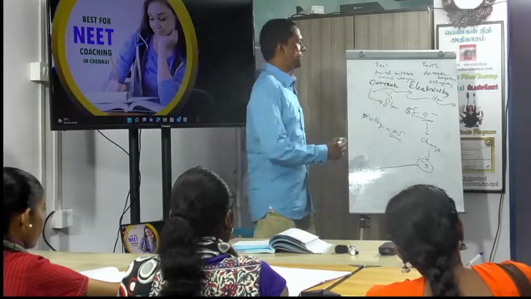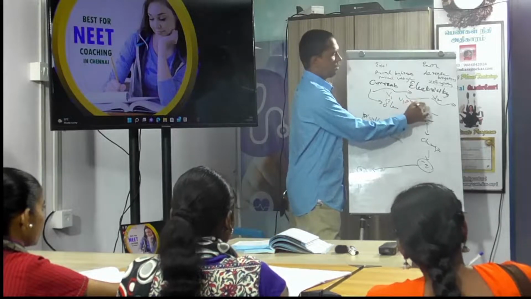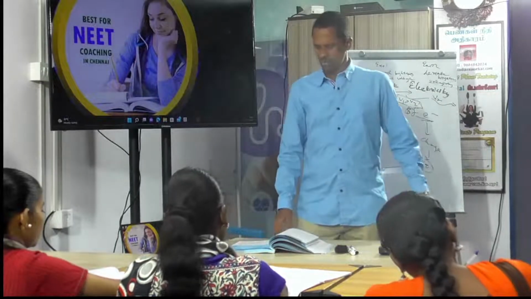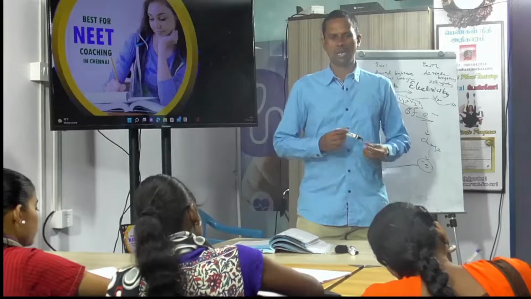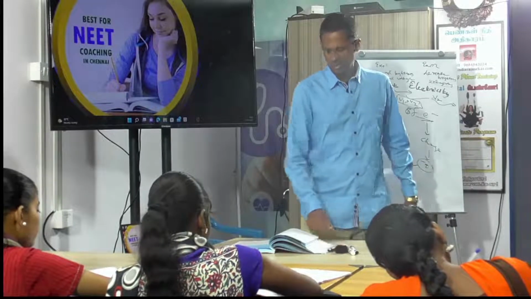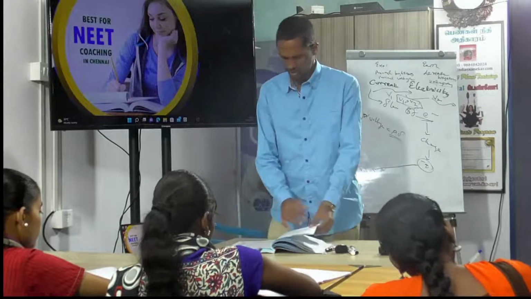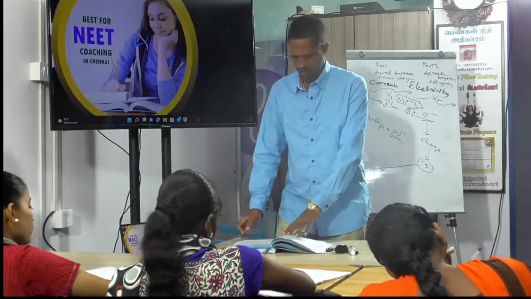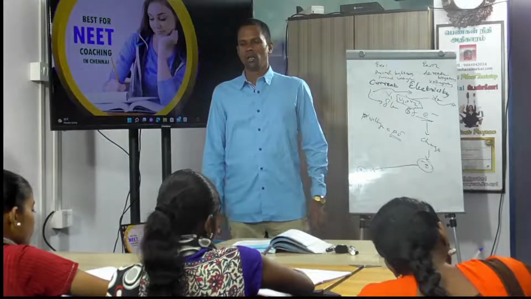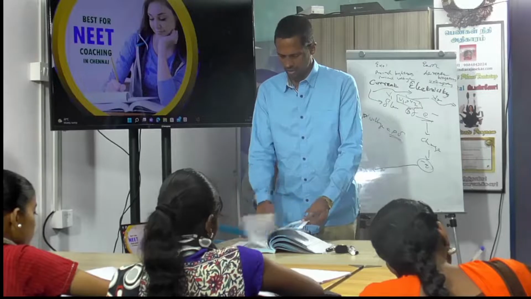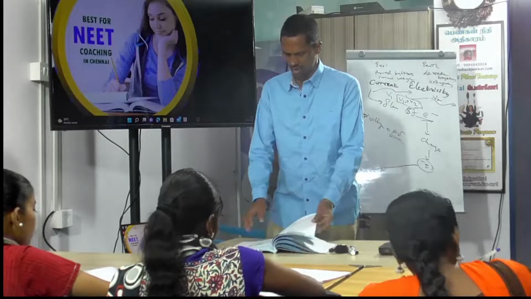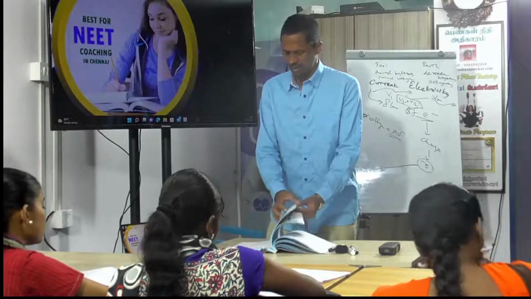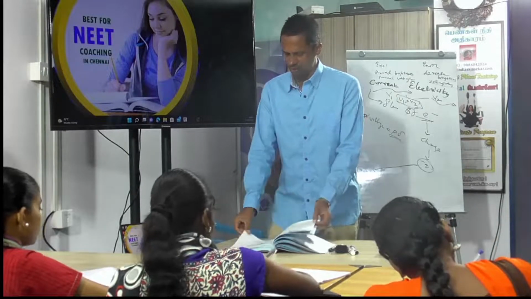Because V1 should be greater than V2. Why? Because the velocity decreases. That's why we say the voltage goes down. If you understand only this concept, we can go to the next chapter.